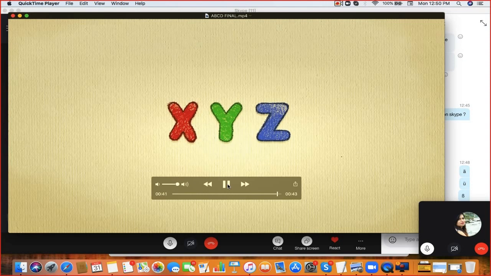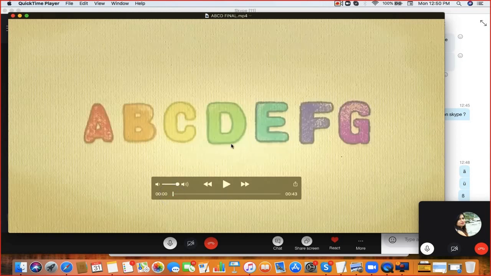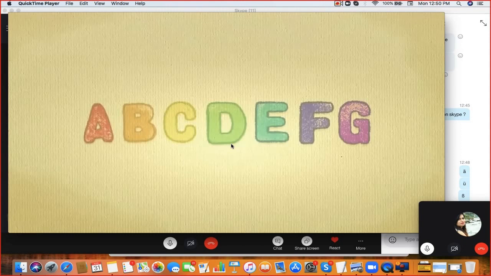So that's the German ABCD. Now let's compare it with English. If I bring it to the beginning, in English we have A B C D E F G, right? In German we have A B C D E F G. You have to repeat after me.